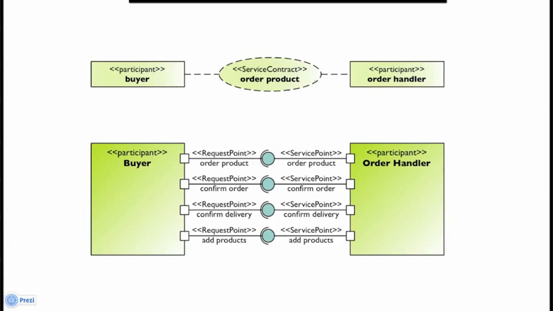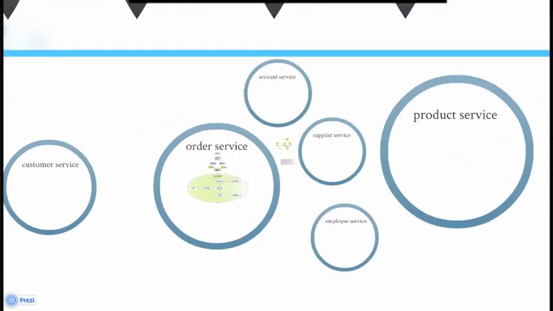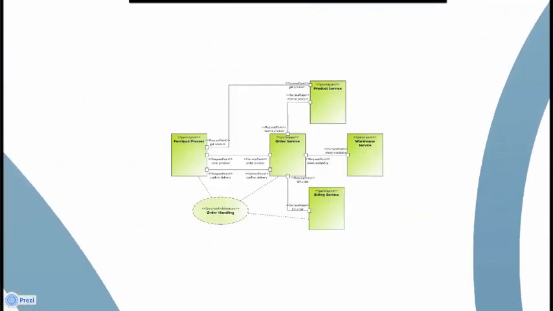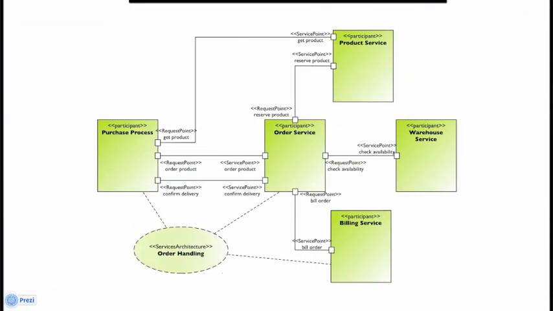So let's keep at this logical abstraction level, but look at a wider set of services. And we have a purchasing process, the one we have already looked at. The order service and the product service, a warehouse service, and the billing service. What's very important to keep in mind here is the link to the services architecture, the order handling architecture that we have presented already. This participant diagram shows the participants and service points between them, and they adhere to the participant roles and service contracts defined in the services architecture called order handling.